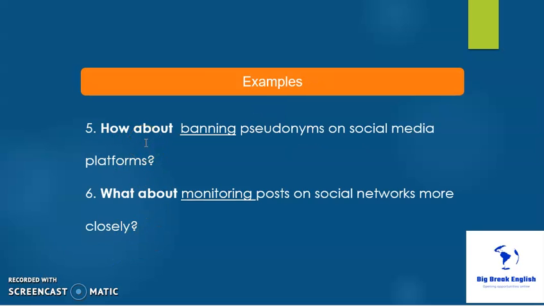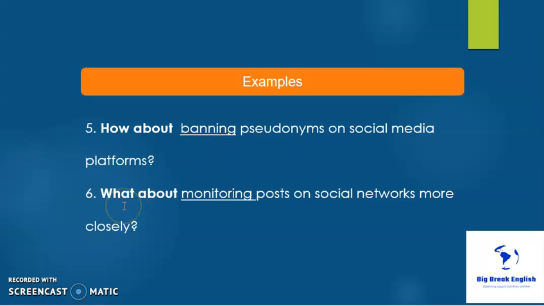How about banning pseudonyms on social media platforms? So here we've got the verb in its base form is ban, right? So here we're going to, in fact, double the consonant letter and add ing. Here we double the consonant because of this pattern consonant, vowel, consonant. So when you have this pattern, you double the consonant at the end of the word. So it's banning with ing. How about banning pseudonyms on social media platforms?